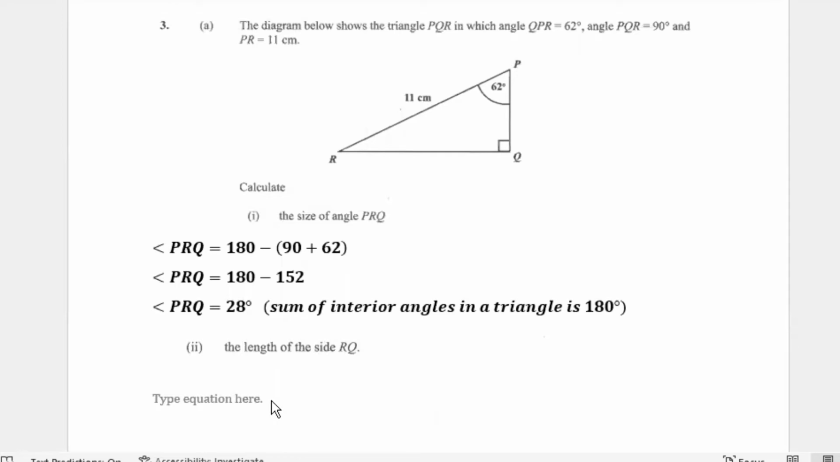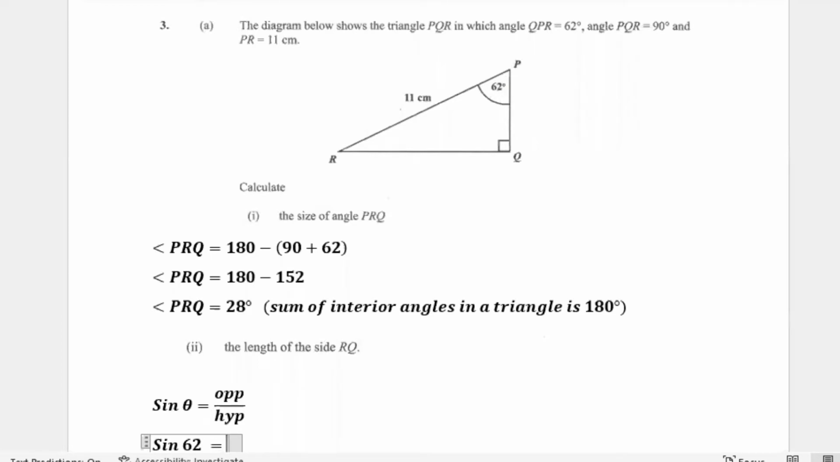So that is it. What we'll use is sine. So we'll use sine theta, and we know it as opposite over hypotenuse. What is our theta? What is our angle in this case? Anybody? Sine 62. So we're looking at 62 degrees. RQ is opposite to 62 degrees.